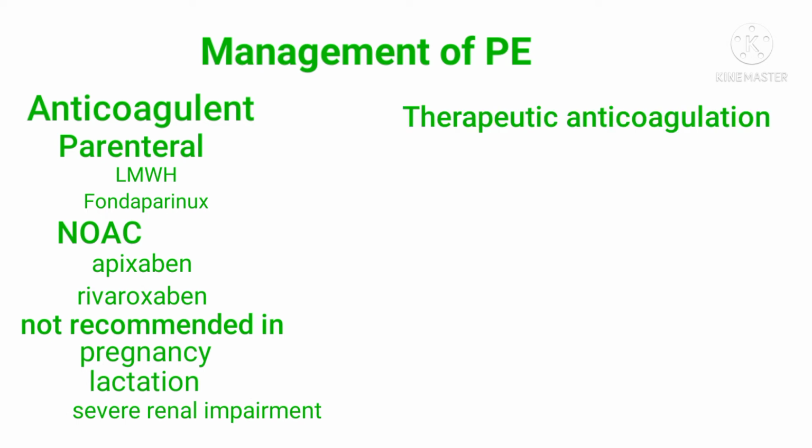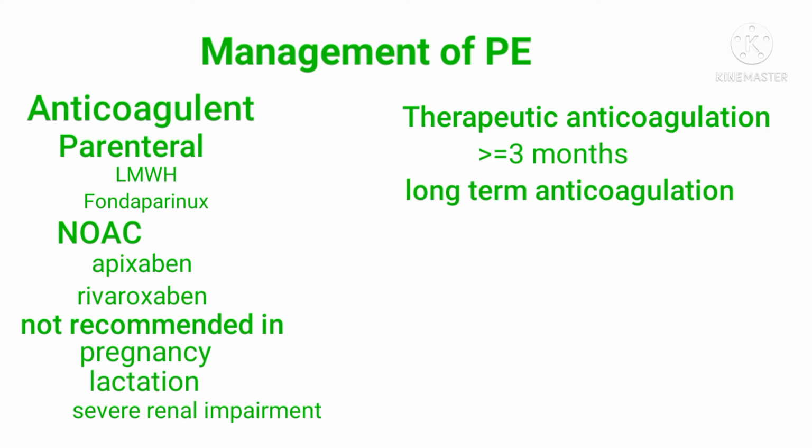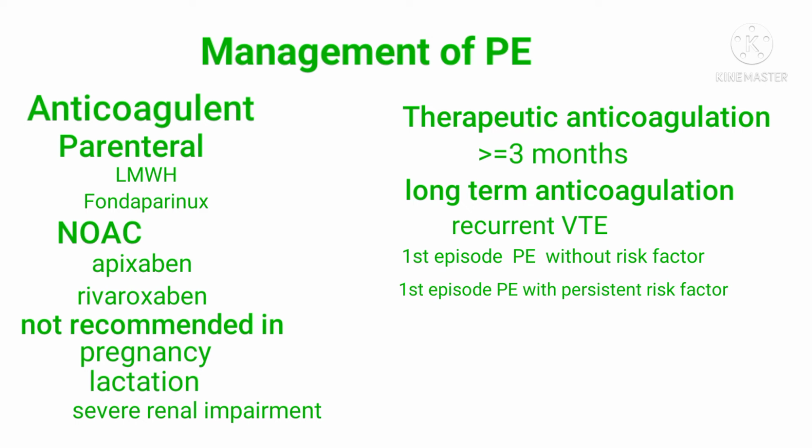Therapeutic anticoagulation is usually needed for 3 months. There are some conditions where more than 3 months or long-term anticoagulation is needed, such as pulmonary embolism with recurrent venous thromboembolism, first episode of pulmonary embolism without risk factor, first episode of pulmonary embolism with persistent risk factor, first episode of pulmonary embolism with minor risk factor, pulmonary embolism with patient suffering from cancer or antiphospholipid syndrome.